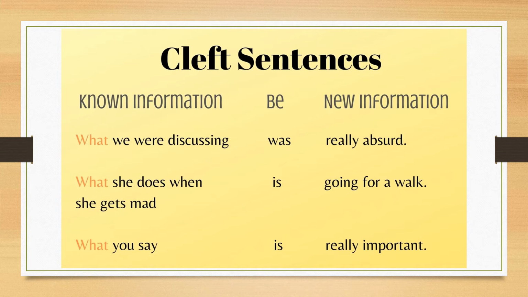What you say is really important. So we are focusing on the importance of that conversation, and what you say is giving us the context. It is important to remember that the non-information, the what clause, is the subject of the sentence or introduces the subject of the sentence. And the new information is going to be the complement that is going to be the focus of attention. All of them are going to be in this way, and verb be is always joining the two parts of the information.